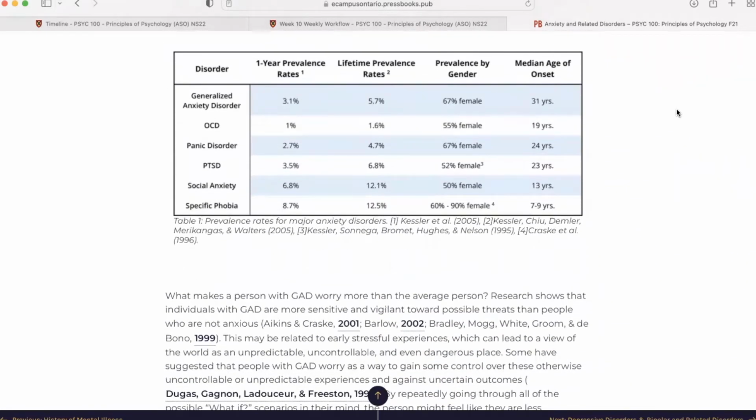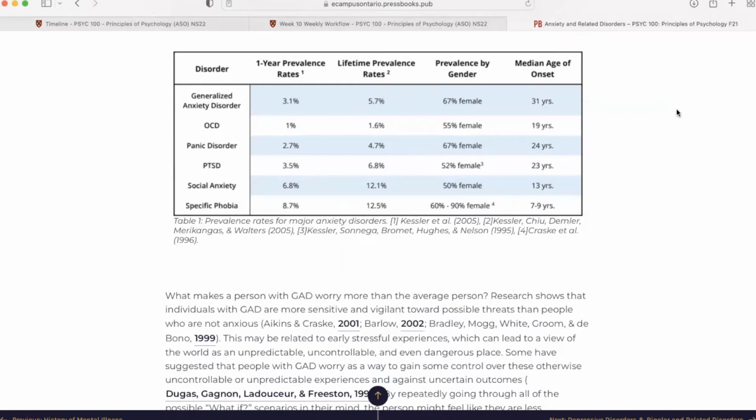So they have a nice chart here that talks about the different disorders and the percentages, the prevalence rates of major anxiety disorders. So take a look on the YouTube channel about this. It's really quite fascinating because it also includes the age and the gender, and unfortunately, the majority are female.